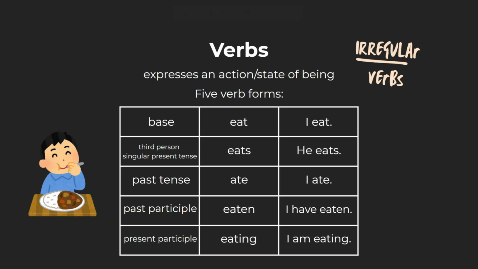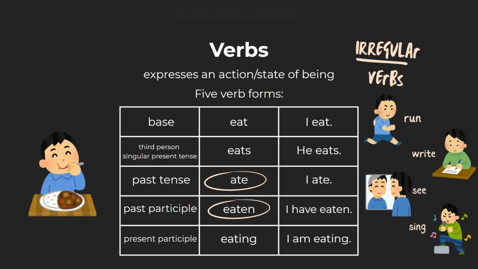Here, you'll notice that the difference between the past form and the past participle form, ate versus eaten, isn't just the added word have. They're entirely different verb forms. That's what makes it irregular. Some other examples of irregular verbs are run, write, see, or sing. Try filling out the chart yourself to see where they differ from regular verbs.